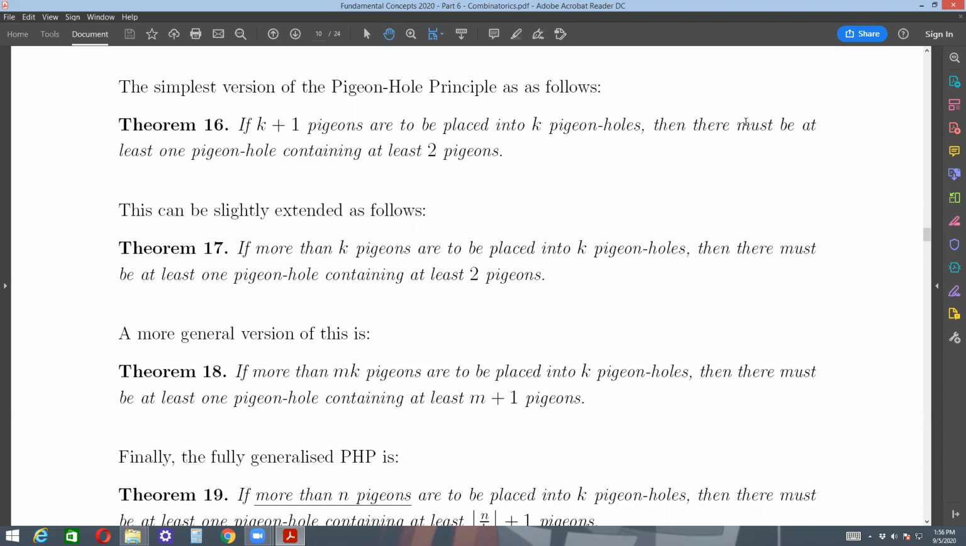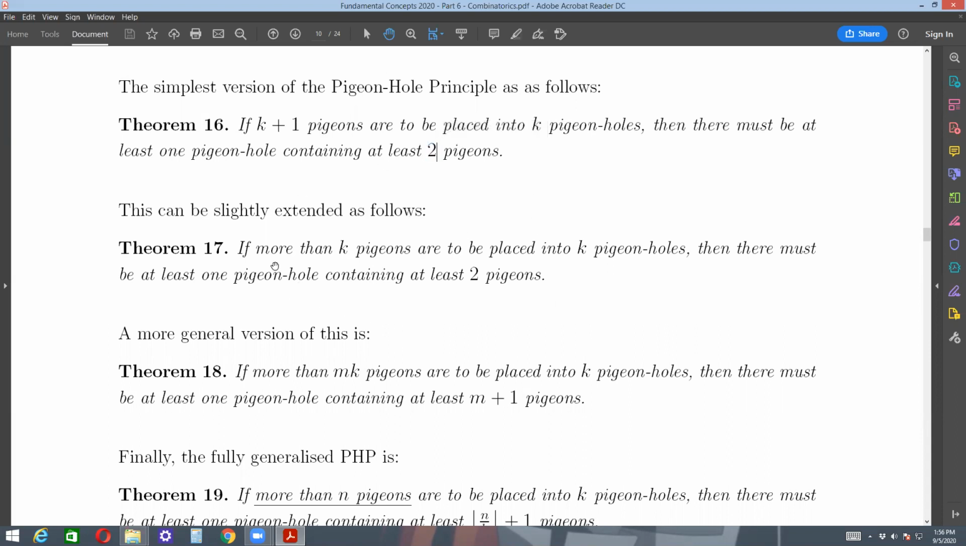For example, let's say k is 3. You have 4 pigeons and you're trying to put those into 3 pigeonholes. If you think about it, no matter how you do it, if you try to distribute them evenly, there'll be 1 pigeon in each hole, but then there's an extra pigeon, which has to go into one of the holes as well. So there would always be a hole containing 2 pigeons. If the number of pigeons is more than the number of holes, then there's at least 1 hole containing 2 pigeons.